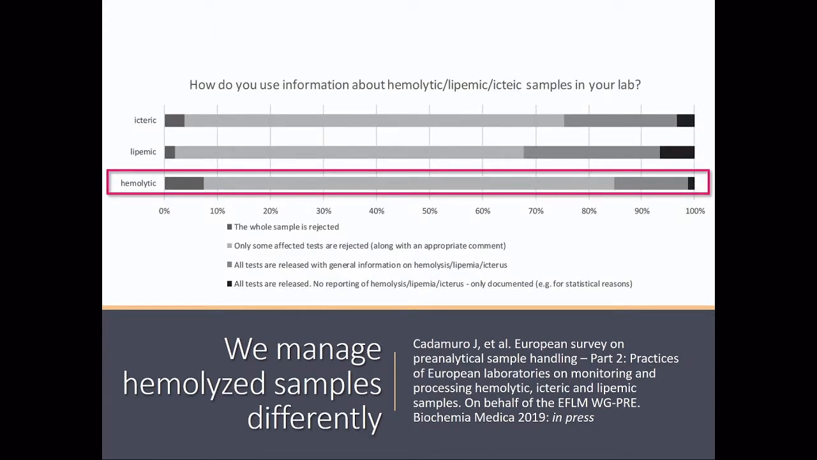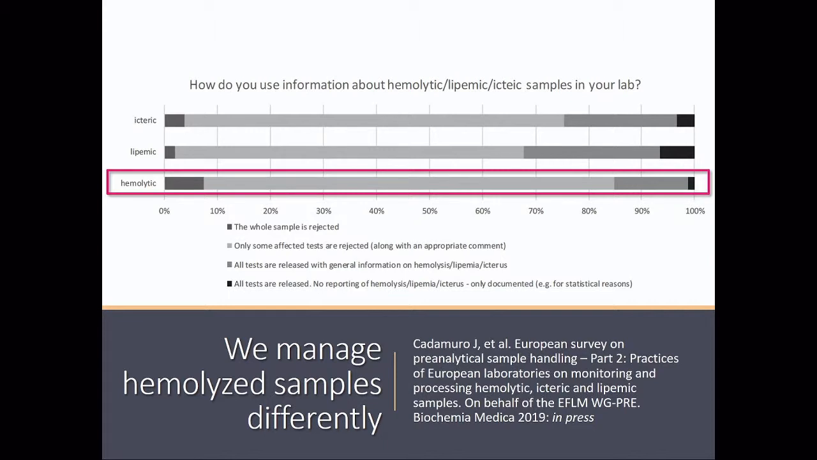Now, once we decide that the sample is hemolyzed, so once we have detected the hemolysis in the sample, then we have to make a decision whether we will accept the sample for testing for all analytes, just for some analytes. Will we reject the whole sample? Will we do some tests and then release the results with a comment or without a comment? And this was the question that we asked the laboratories. So what do you do when you have hemolyzed samples? What do you do with this kind of samples?